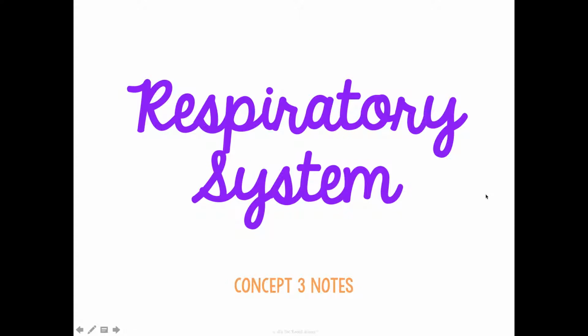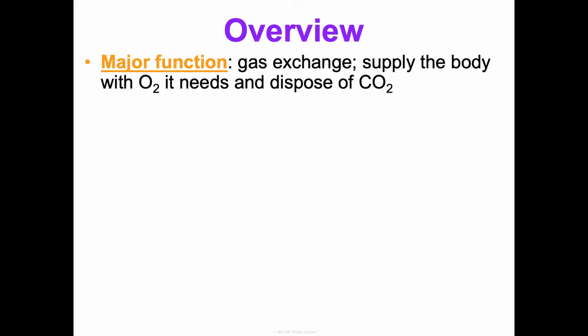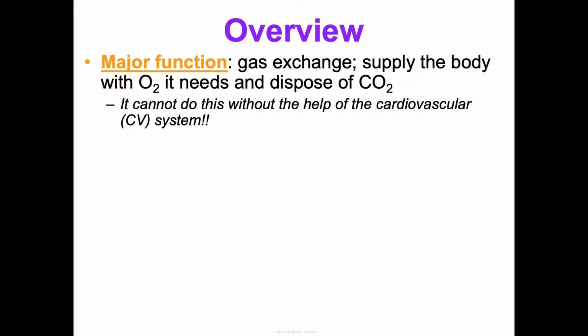Okay, concept 3, we are going to talk about the respiratory system. So, just a little overview, its main function is gas exchange. So, supplying the body with the oxygen it needs and then disposing of the carbon dioxide that it doesn't need. And it cannot do this without the help of the cardiovascular system or the CV system or the circulatory system, whatever you want to call it.